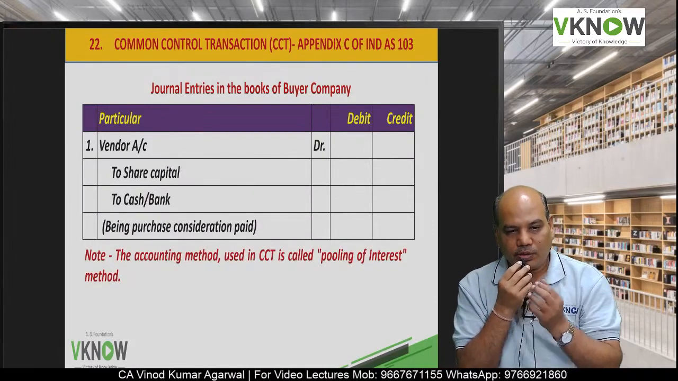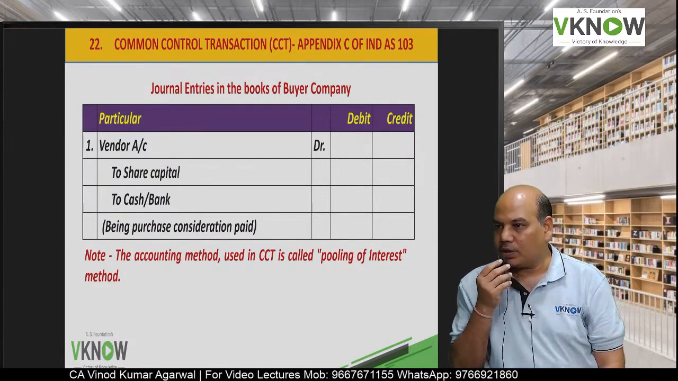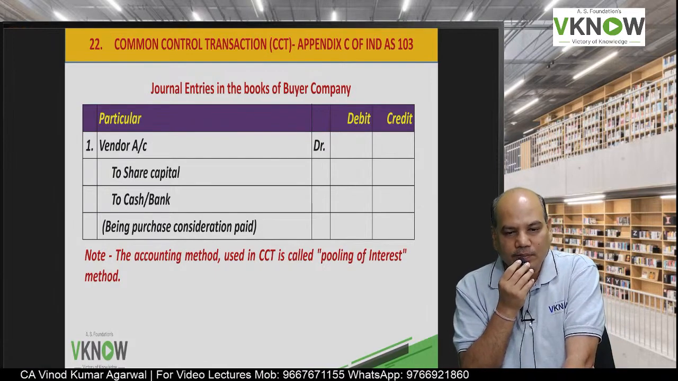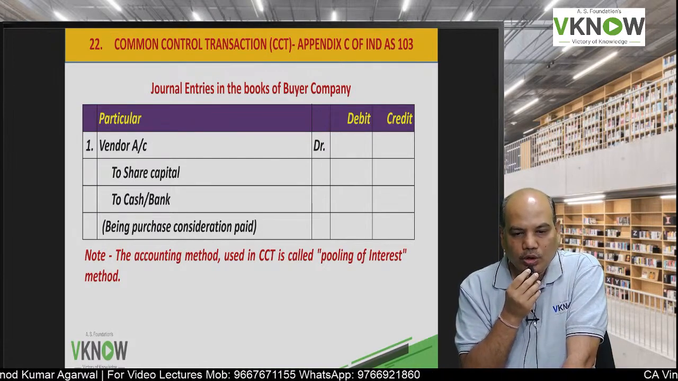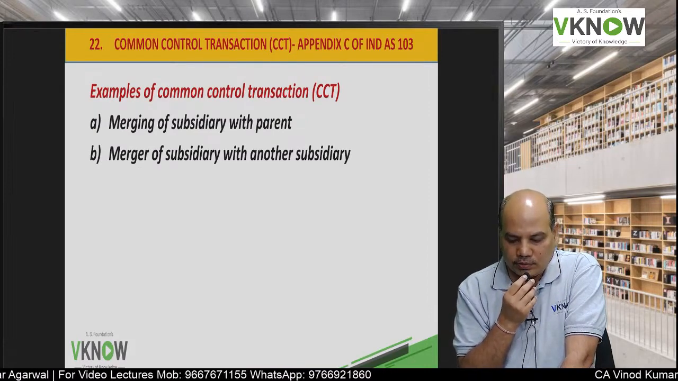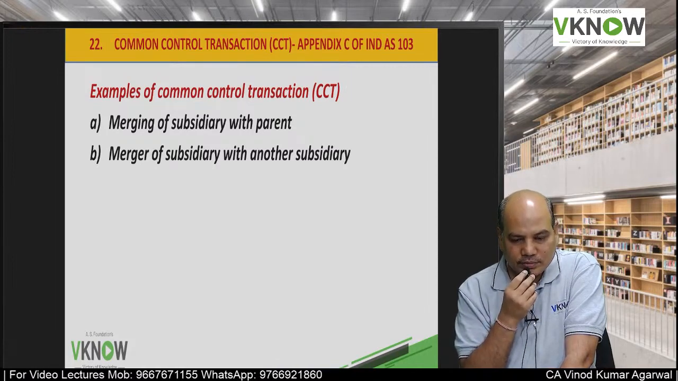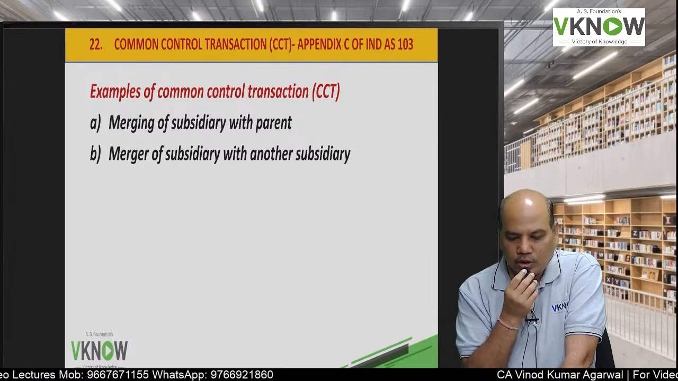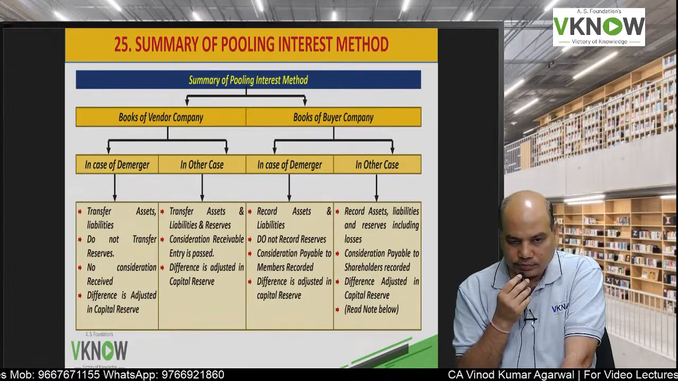And then you will make payment to the vendor. The entry will be vendor account debit to share capital account to cash or bank account. This method of accounting in common control transaction is called the pooling of interest method. An example of a common control transaction: merging of a subsidiary with the parent. And the second example, which I had given you, is merging of one subsidiary with another subsidiary.